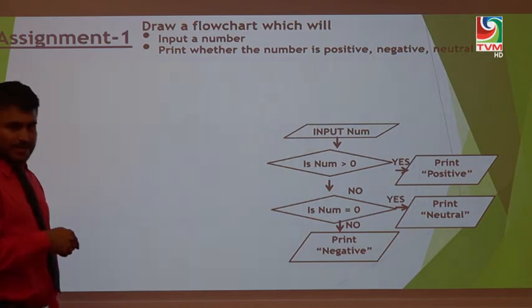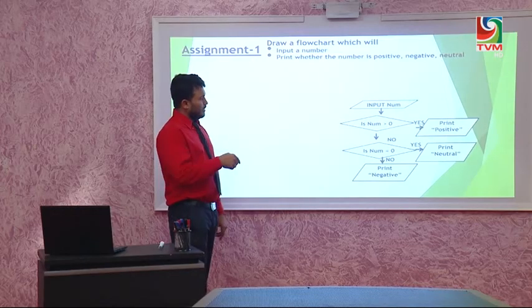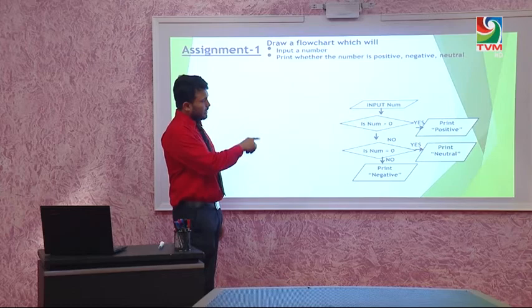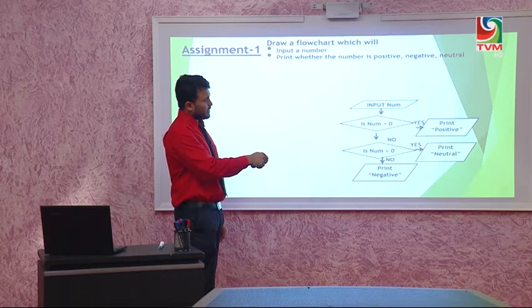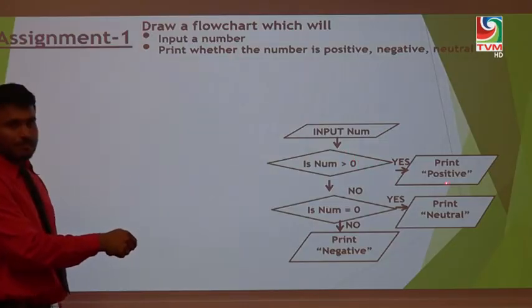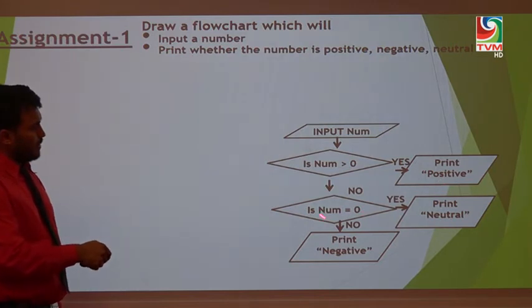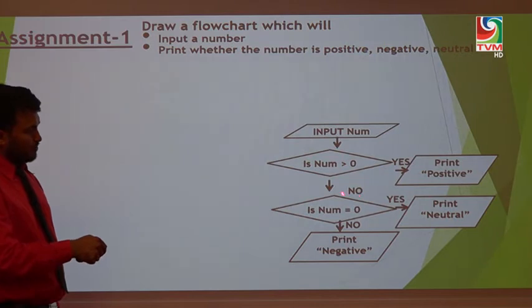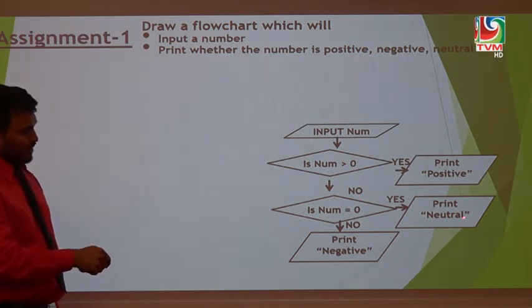So again I will give an example. Say 10. Is 10 greater than 0? Yes, 10 is greater than 0, so it is a positive number. Okay. Now you input 0. Is 0 greater than 0? No. Is 0 equal to 0? Yes. So it is a neutral value.